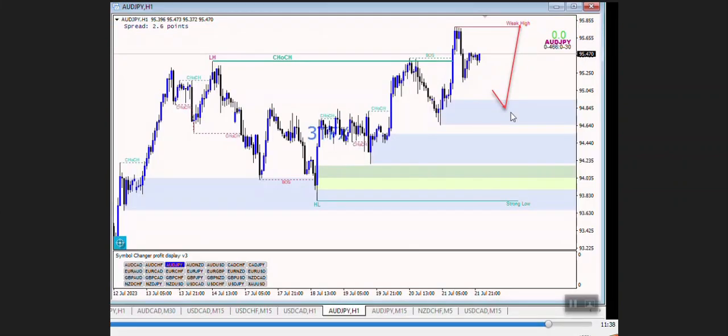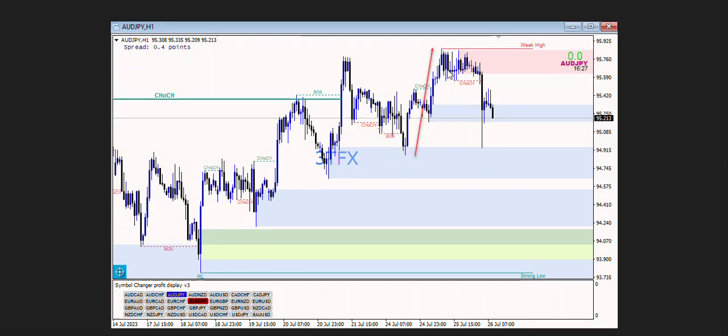Right, then we'll also look at AUD JPY. I told us that we're going to buy from here if we have our buy setup, and what happened, price came directly into that order block and traded away from it. That was profitable as well.